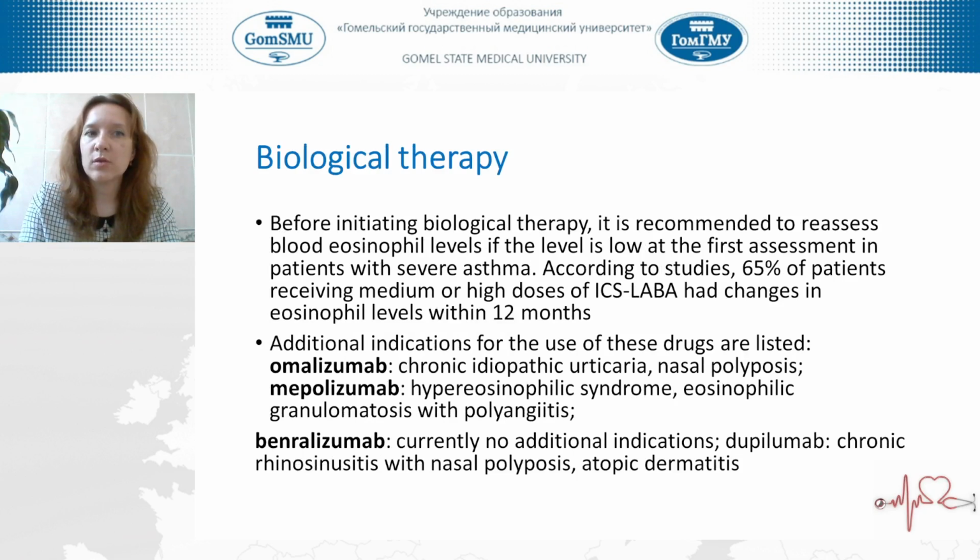And biological therapy. Before initiating biological therapy, it is recommended to check the blood eosinophil level, and the level at the first assessment in a patient with severe asthma. According to studies, about 75% of patients receiving a medium or high dose of glucocorticosteroid together with LABA had a change in eosinophil level within 12 months.